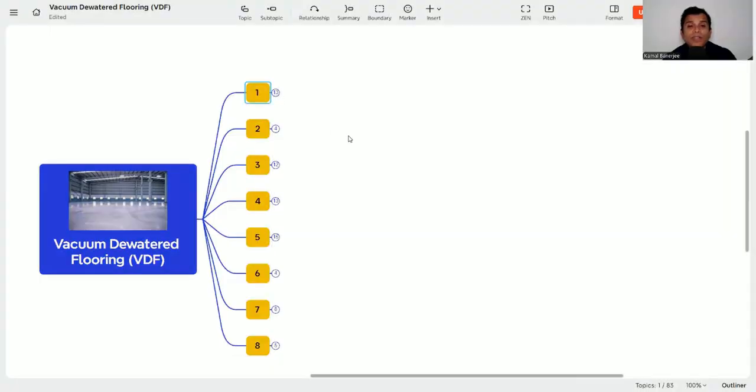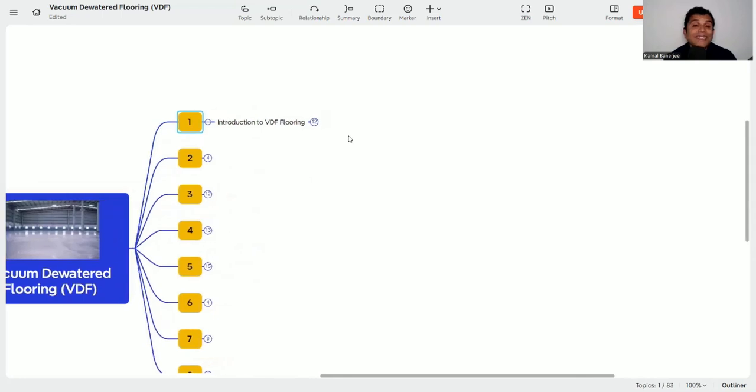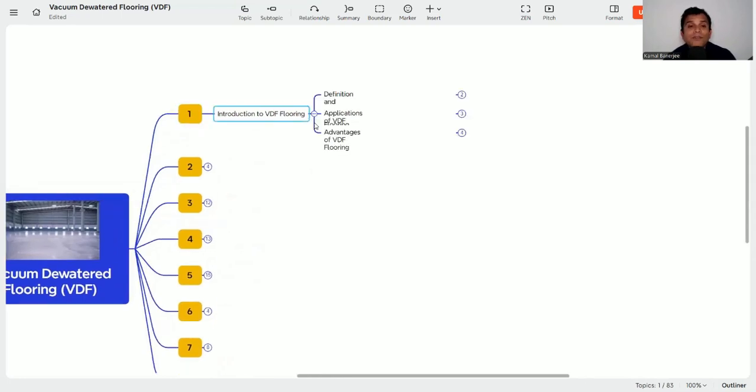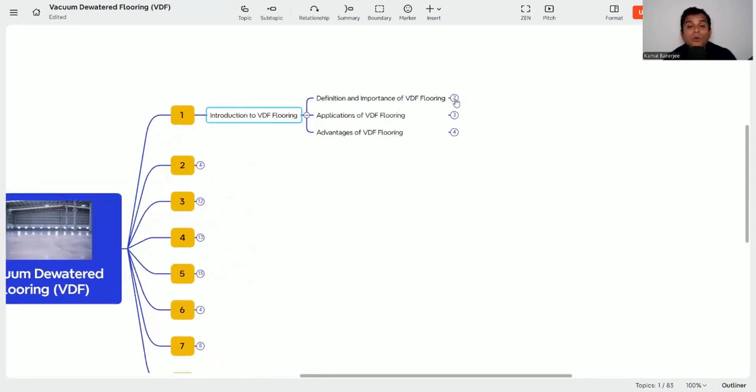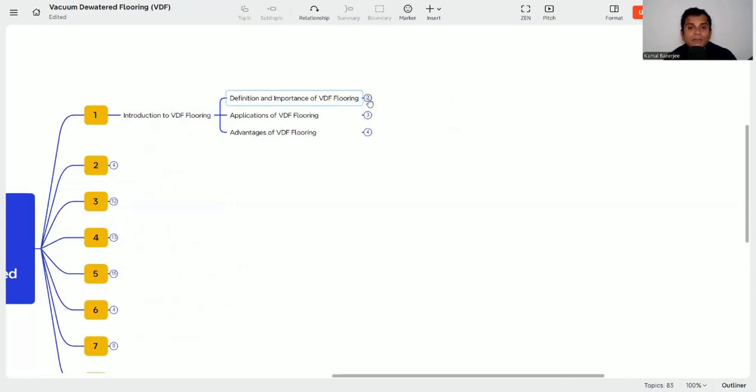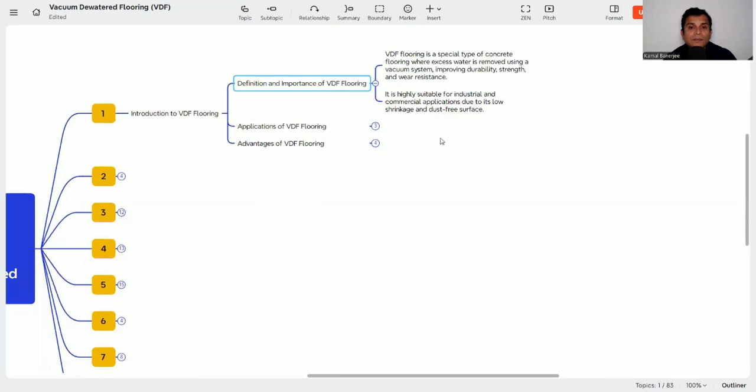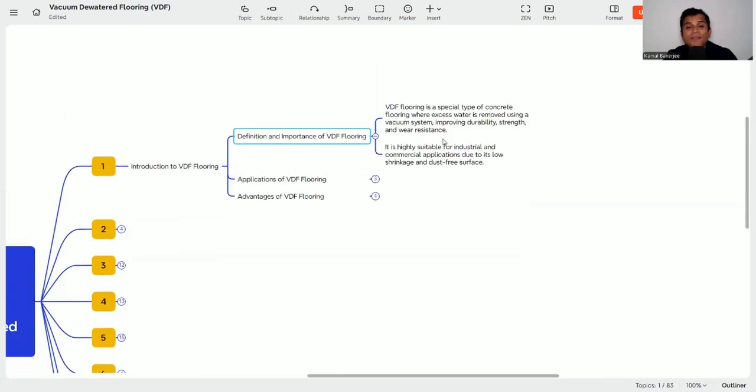We need to know first what is the VDF flooring, that is the introduction to VDF flooring. First, what is that and why are we using it in our projects. So as per the definition, VDF flooring is a special type of concrete flooring where excess water is removed using a vacuum system, improving durability, strength, and wear resistance.